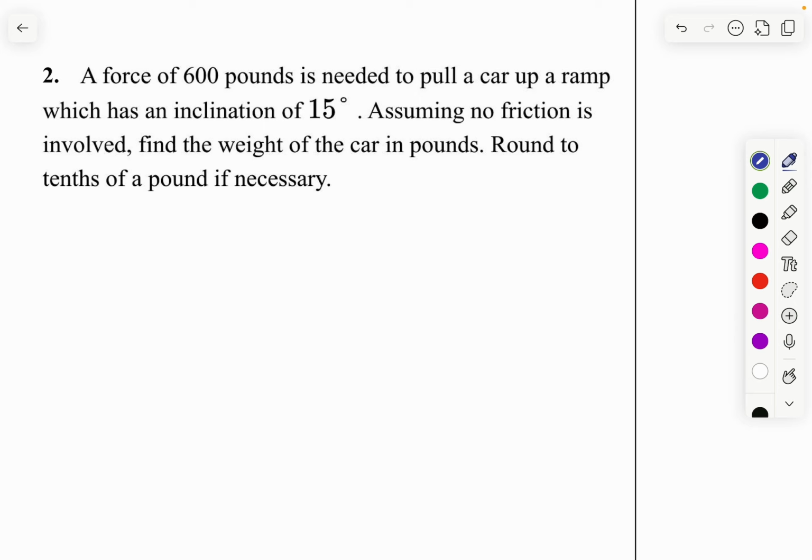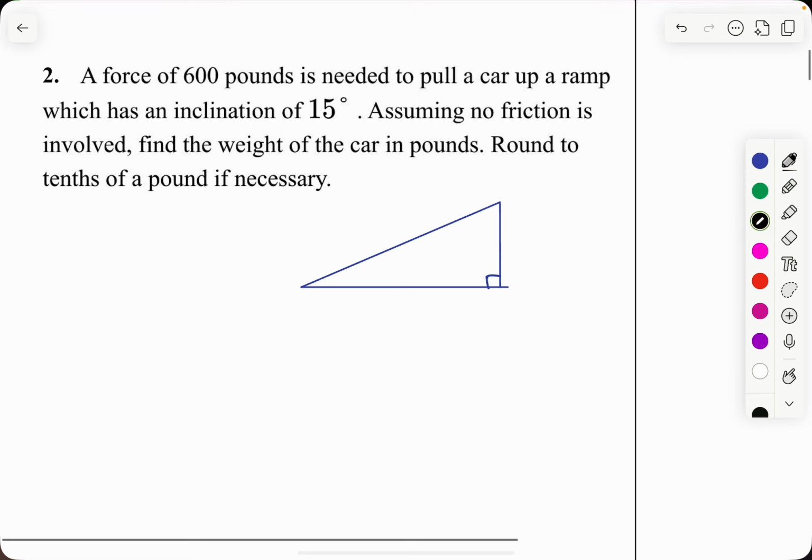Okay, so the key idea here, let's just draw my ramp, and here's my horizontal. Some people who take physics might have a better understanding of this, but if not, it's okay. So we have a car.